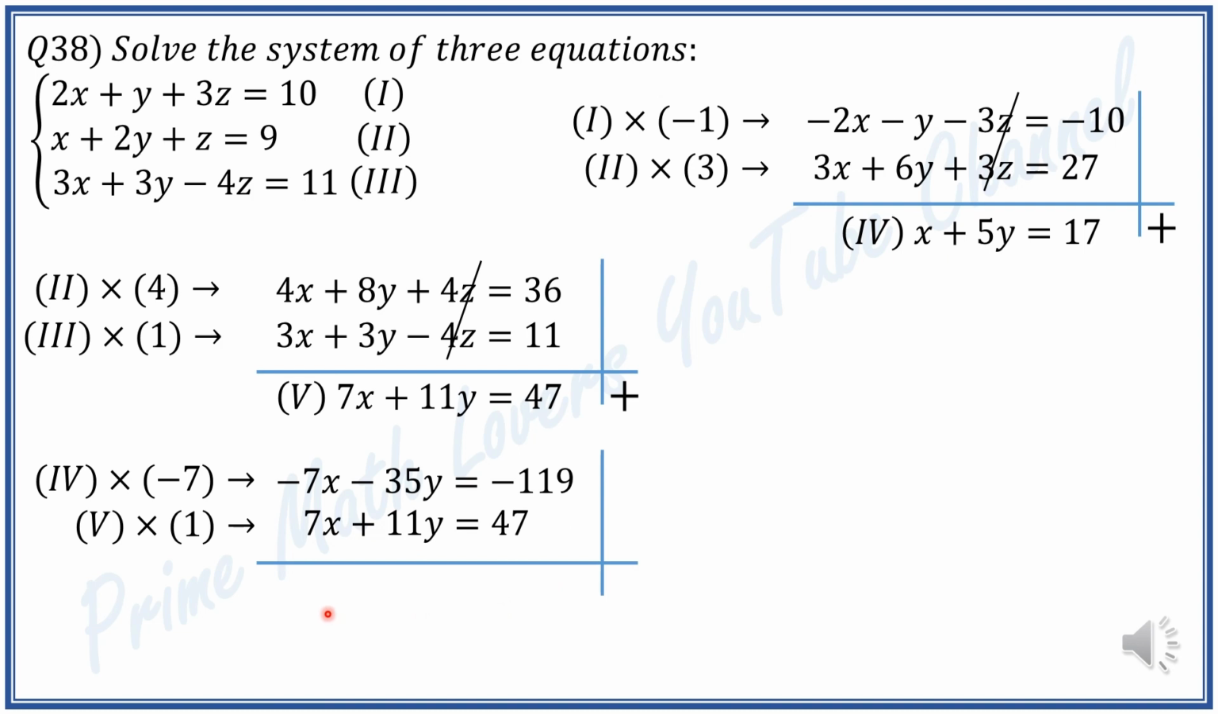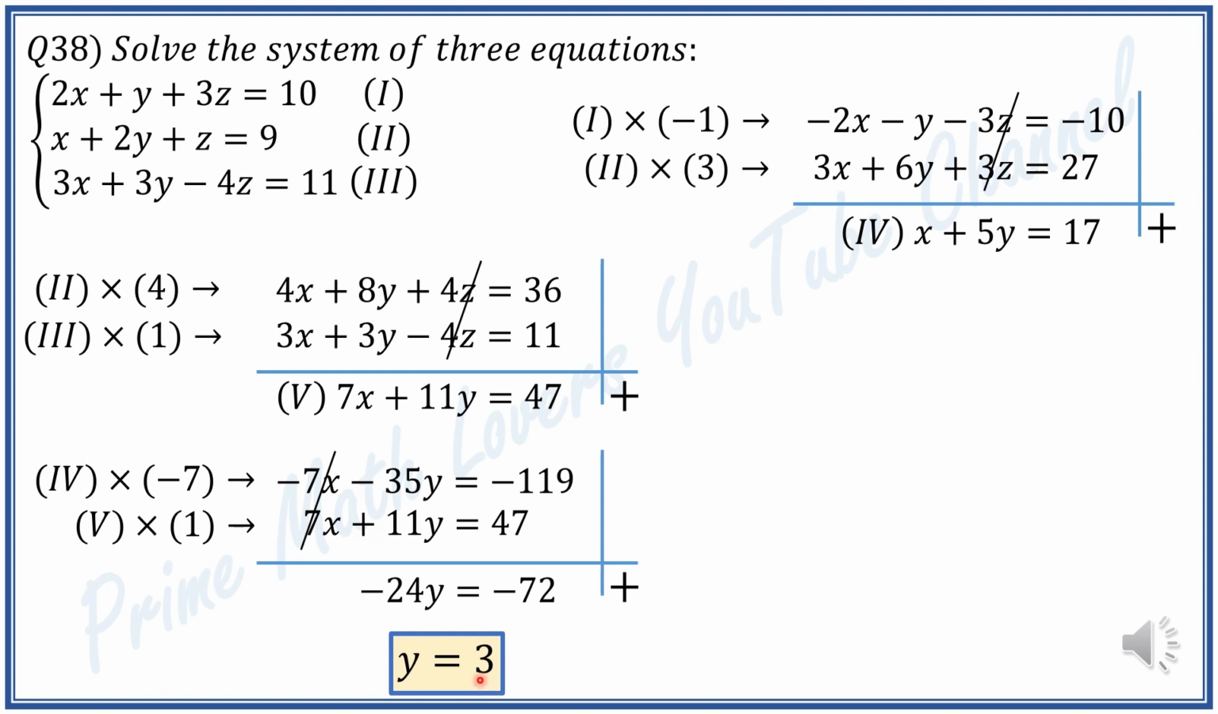Again, if we add these two together, negative 7x cancels positive 7x. Negative 35y plus 11y will be minus 24y is equal to minus 119 plus 47, which is minus 72. And if I divide both sides of this equation by negative 24, I get y is equal to 3.